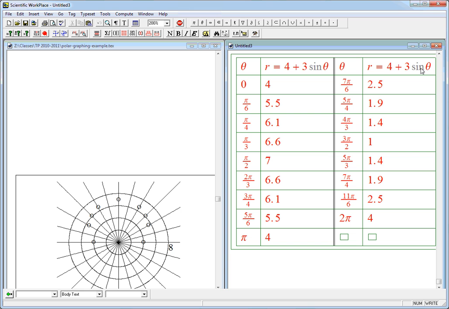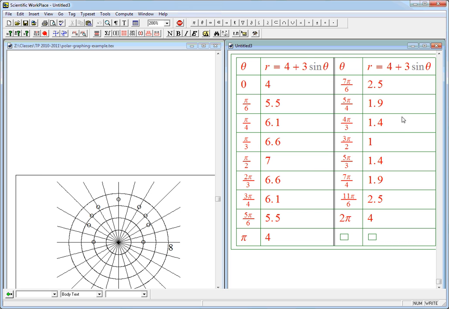When sine theta is negative down here, now these numbers become less than 4. 4 minus 3/2 becomes 2.5. The smallest number we're ever going to get is when theta is 3 pi over 2, because when theta is 3 pi over 2, that's when sine is minus 1. It's the most negative it ever gets. 4 plus 3 times minus 1, 4 minus 3 is 1. And that's the closest we're ever going to get to the origin.